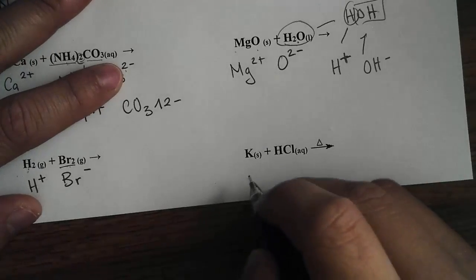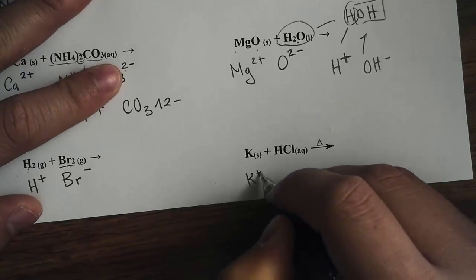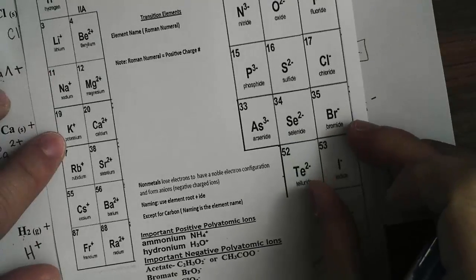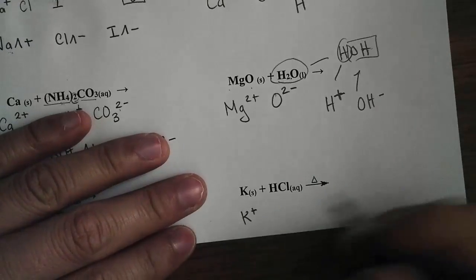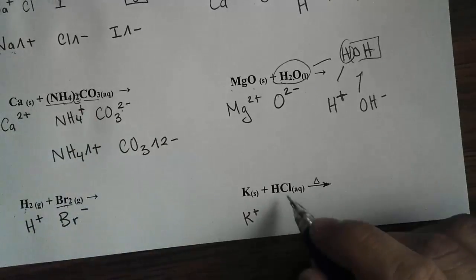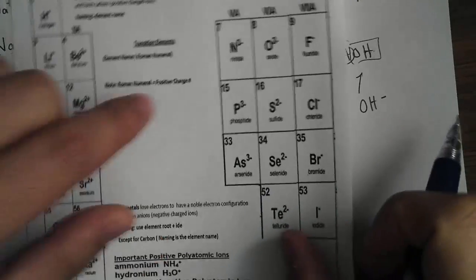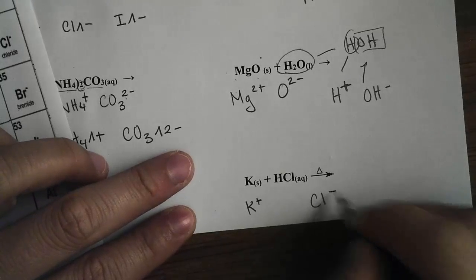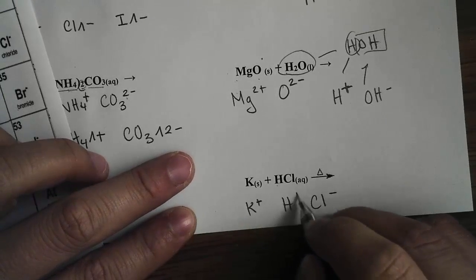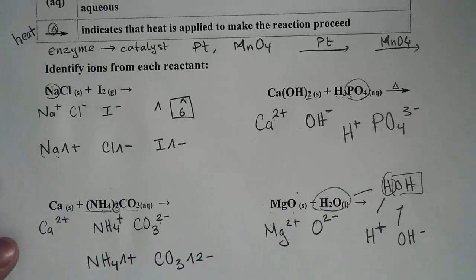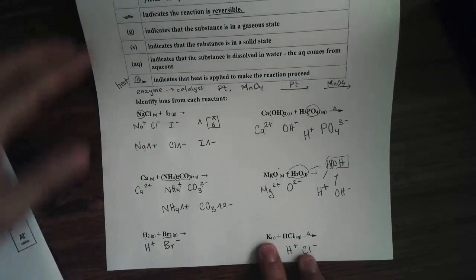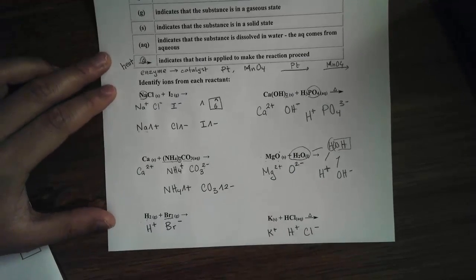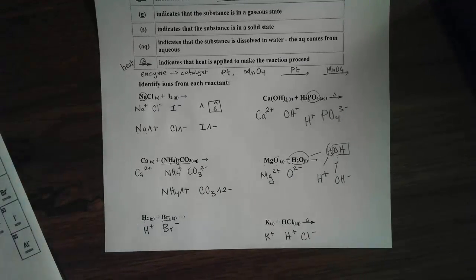And lastly, we have potassium, which is K. K is in group 1A, so it's plus right here. And then we have HCl. Which one's going to be? Again, we know H can be either plus or minus, but we know Cl is minus. If Cl is minus, this H must be plus. And that's all we have to do when we have to determine the ions in the reactants. And in the next lesson, we're going to look at how these ions can be used to determine the products.